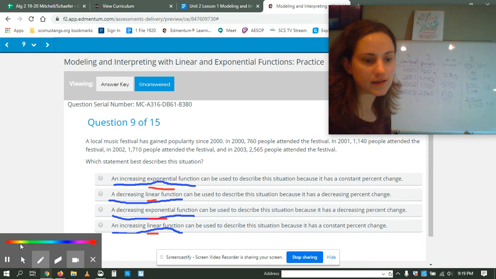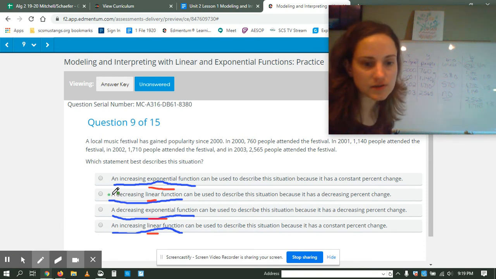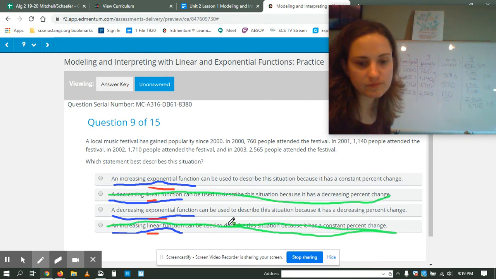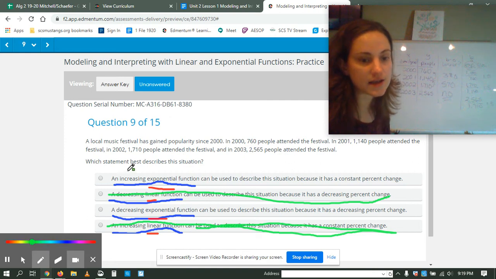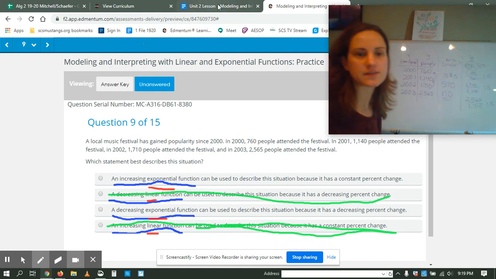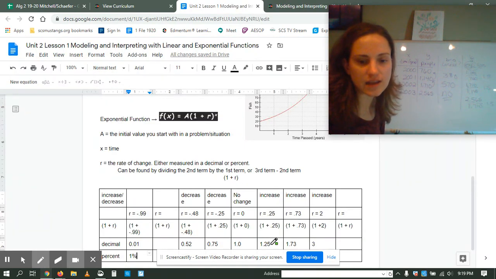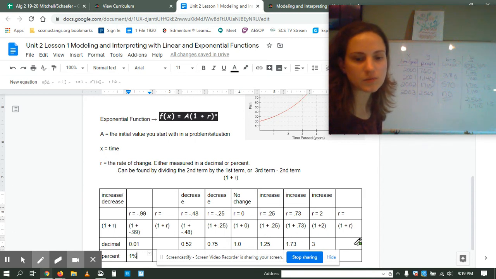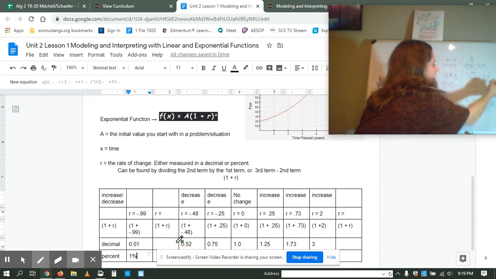So with that in mind, we've got exponential, so I'm going to say it can't be this one, and it can't be this one. Okie doke. So then I need to decide whether it's increasing or decreasing. If we're looking at increasing, remember we talked about this on our table. If we're looking at values that are increasing, it's going to be 1 point something, 2 point something, 3 point something. If we're looking at decreasing, we're going to have these decimals that are less than 1. These numbers right there are the numbers that we're finding there.